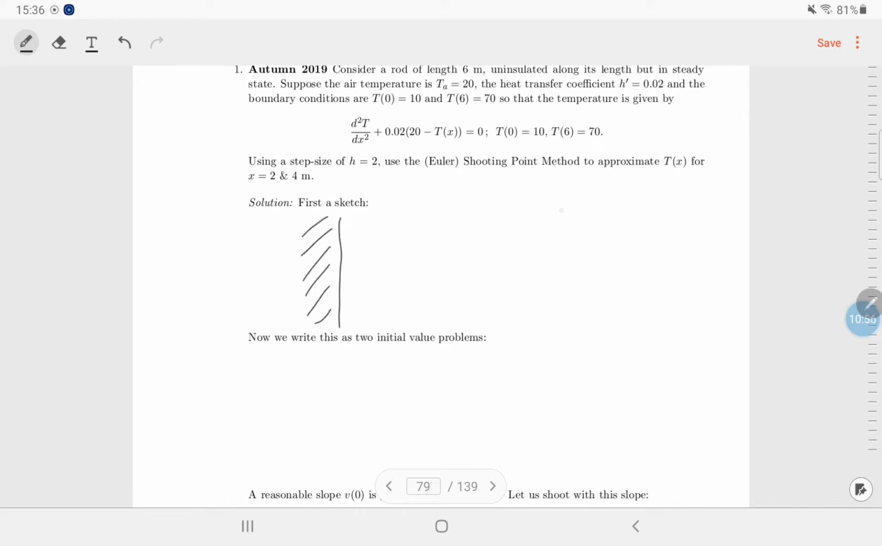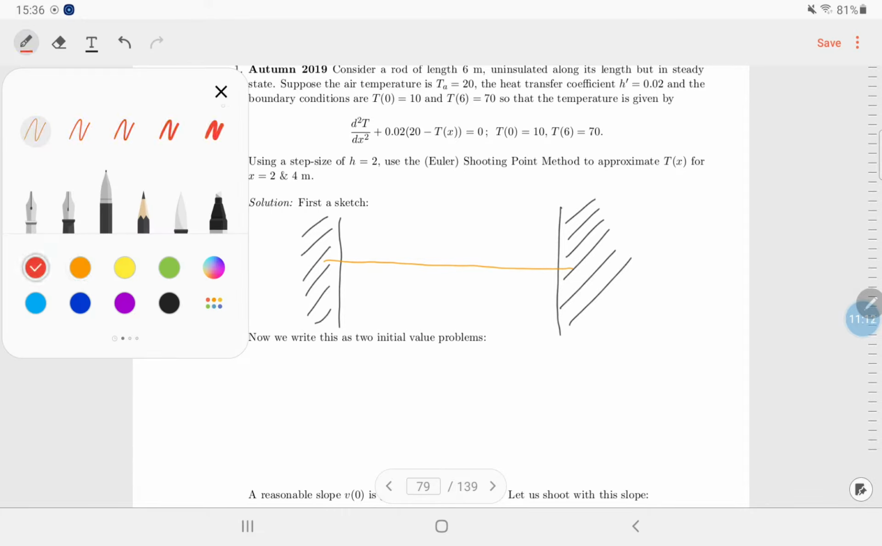So here's one of the boundaries. Here's the other boundary. We have a thin rod. Now the bit about the thin rod, we'll probably see stuff about that later on. And we have 3 pieces of information really. The temperature here is 10.